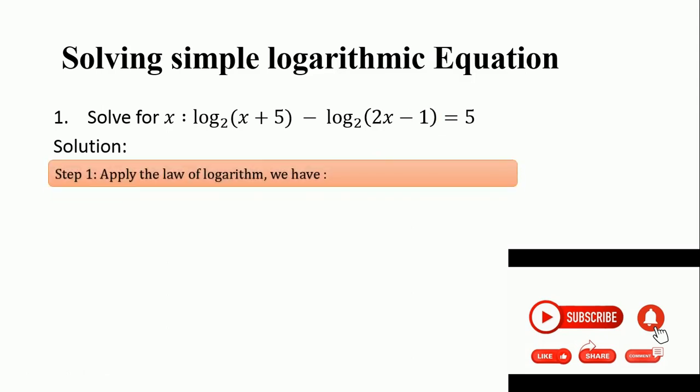The first step in solving a simple logarithmic equation is to apply the laws of logarithm, which we treated in the previous video. Please kindly check through the playlist and go through the video on laws of logarithm. Now, by applying the laws of logarithm, in this case, this is a minus sign, it means you are going to divide. You get log of x plus 5 divided by 2x minus 1 base 2 equals 5.